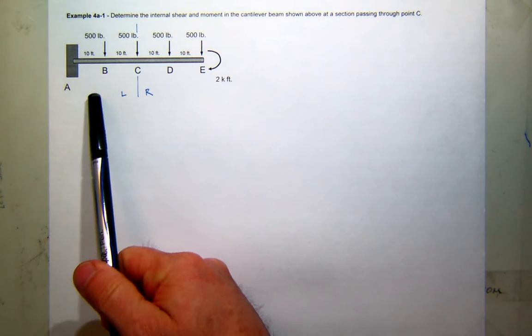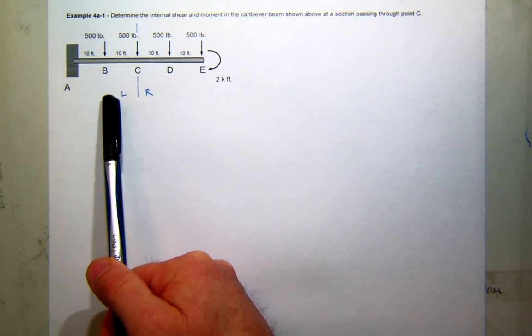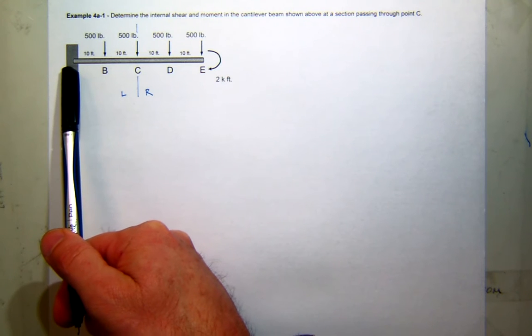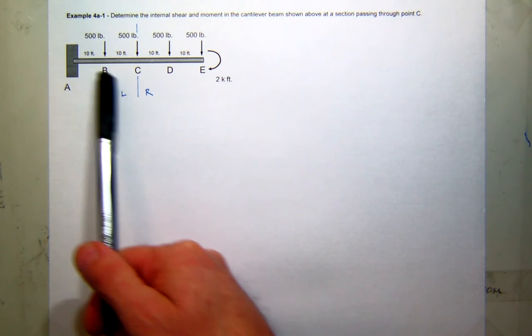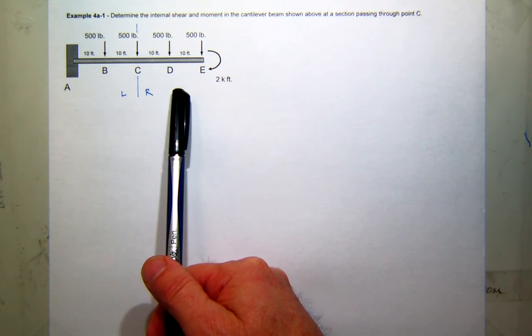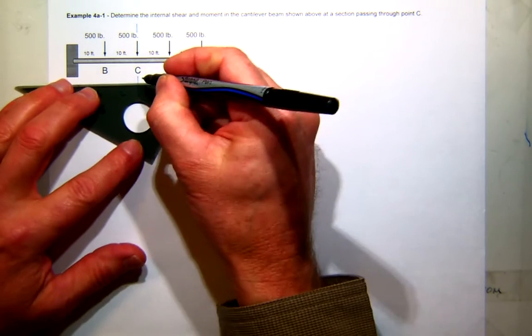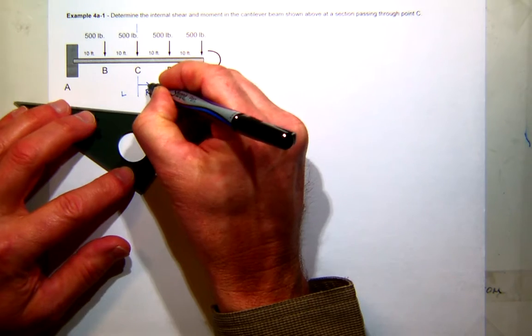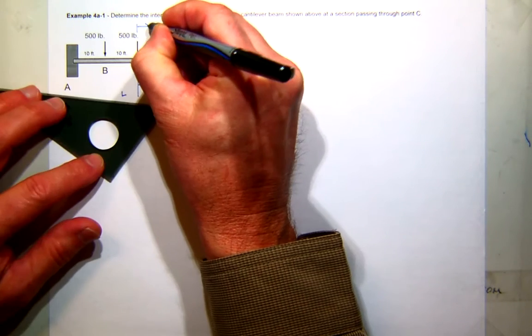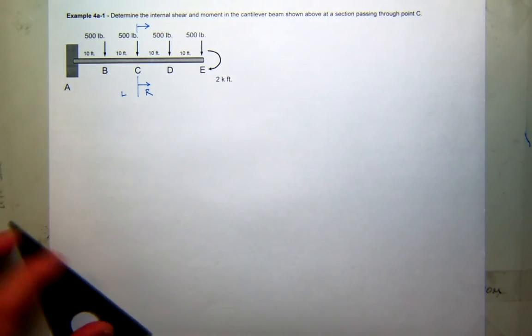If I did use the left side, what do I have to find first to get started? I have to find all my reactions. If I do the right-hand side, do I have to find any reactions? No. So what do you think? I'm all about minimizing effort, so I'm going to go right. Not in politics, just in this thing here.